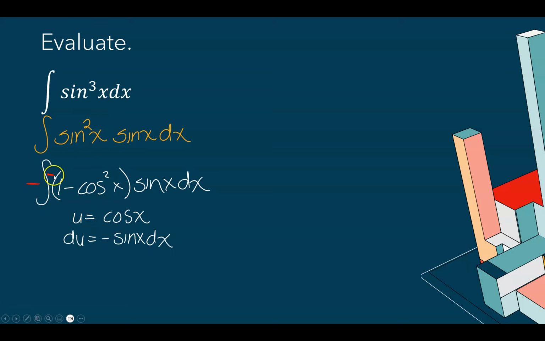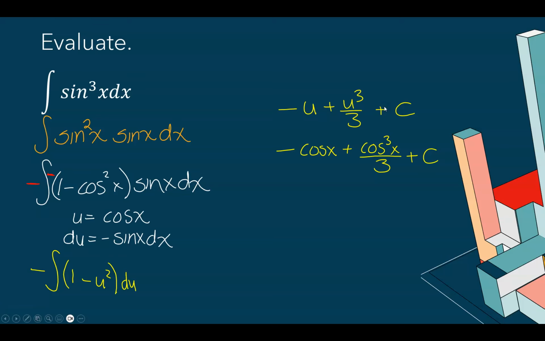And then now it's a little more obvious that u is cosine. Du is negative sine of x dx. So we have these negatives, so we can make a direct substitution. Negative comes down, integral comes down. 1 minus cosine squared is 1 minus u squared. And this negative sine dx becomes du. From there, the antiderivative is pretty straightforward: negative u plus u cubed over 3 plus c, and replace with cosine. So we end up with negative cosine of x plus cosine cubed x over 3 plus a constant.